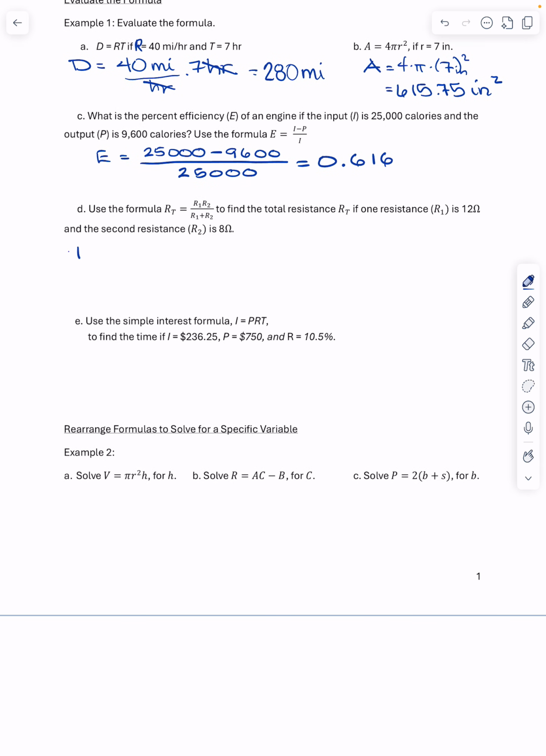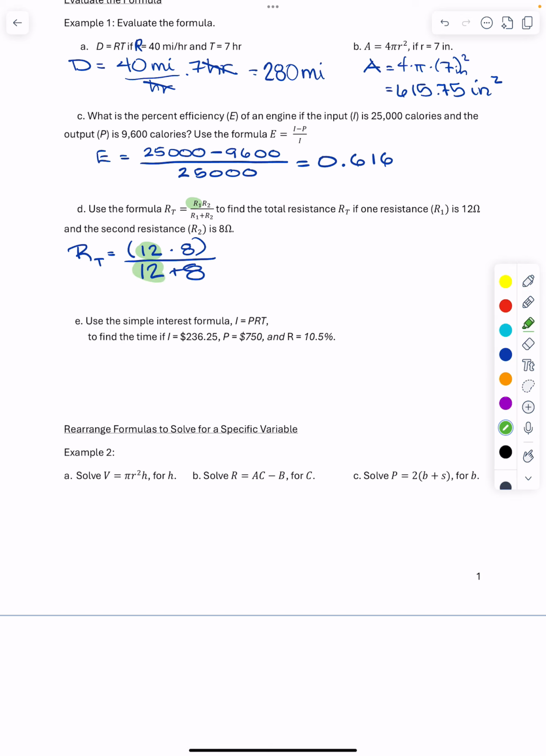We want total resistance. If we've got one resistance of 12 and a second of 8, so I am substituting in, see if we can make this make sense. So we know where everything's going. I'm sure you guys are seeing that. Twelve times 8 is 96. 12 plus 8 is 20. I get a total resistance of 4.8, and we're going to include our ohms there.